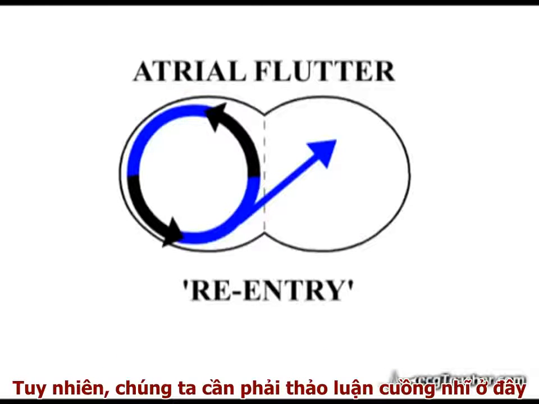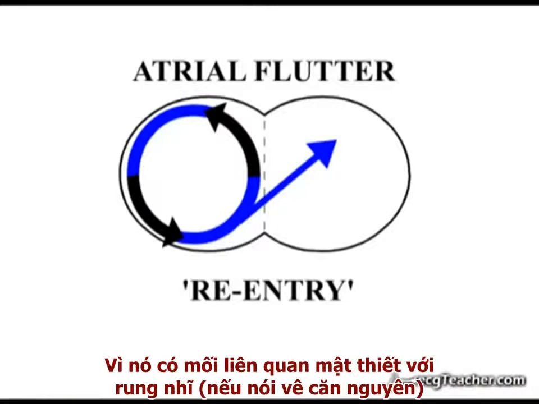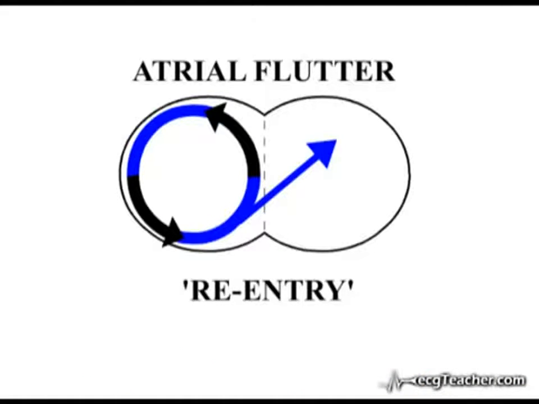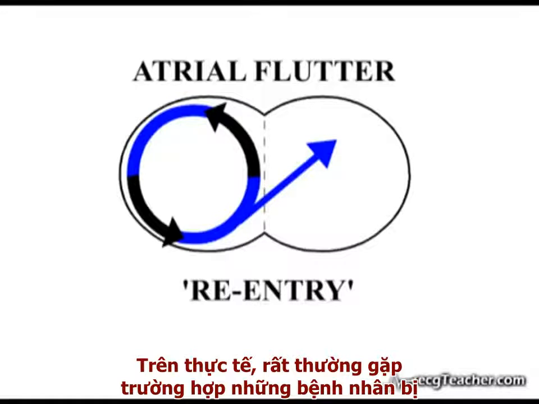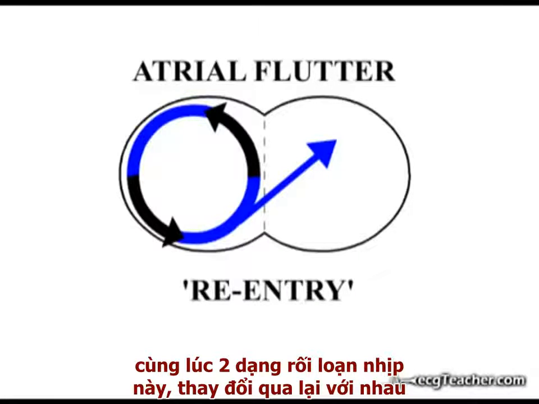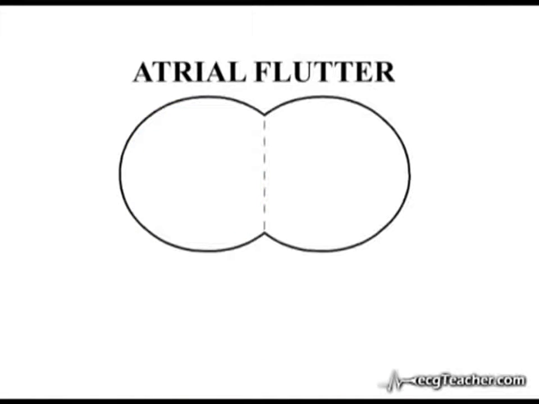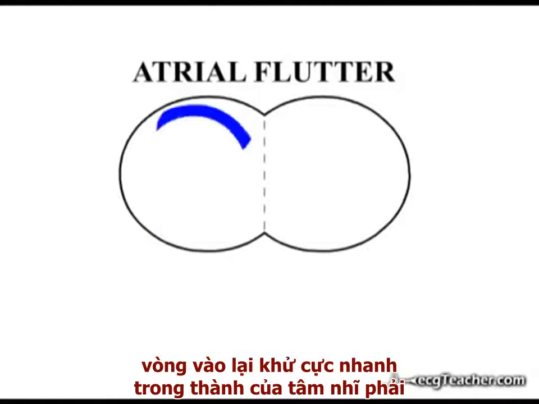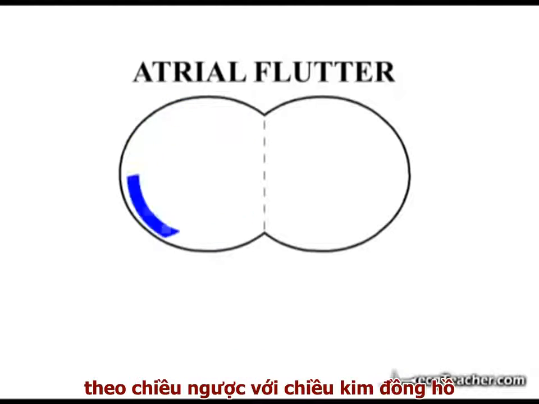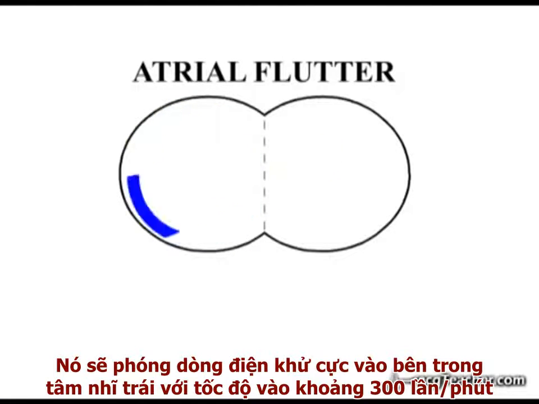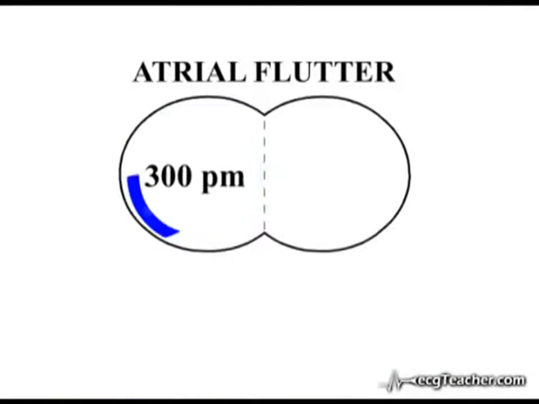However, we need to discuss atrial flutter here as it is closely related in terms of etiology to atrial fibrillation. In fact, it is very common to see patients who flip between these two arrhythmias. In flutter, the rapidly discharging loop of current in the walls of the right atrium rotates anti-clockwise, discharging into the left atrium at approximately 300 discharges per minute.